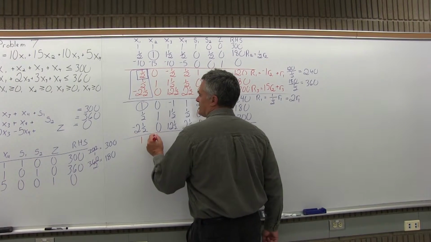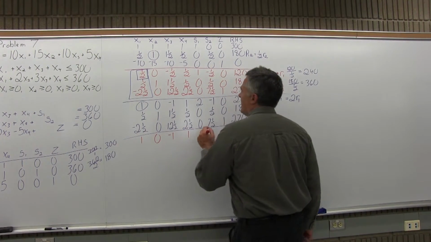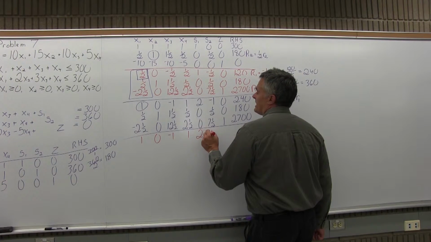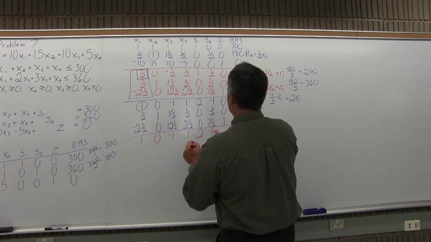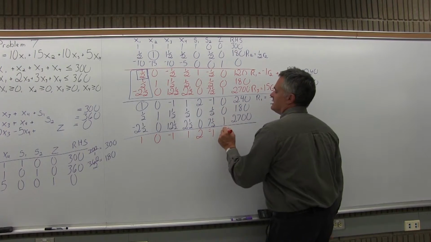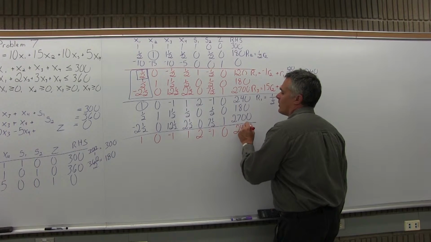X1 will have a 1, X2 will have a 0, X3 will have a negative 1, X4 will have a positive 1. S1 will be a 2. S2 will be a negative 1/2. Oops, negative 1, sorry. Z will be a 0, and right-hand side will be a 240.